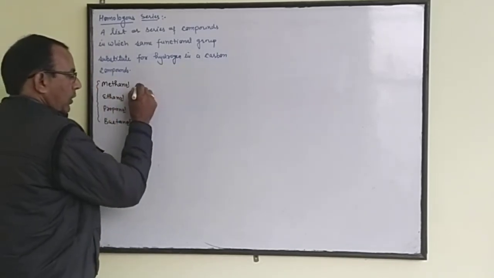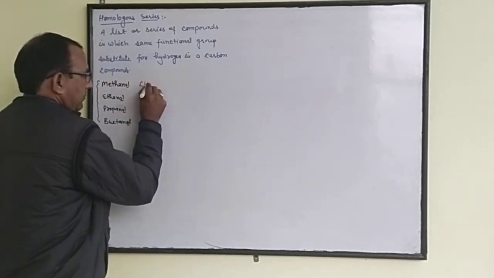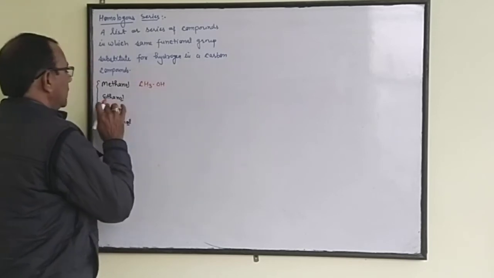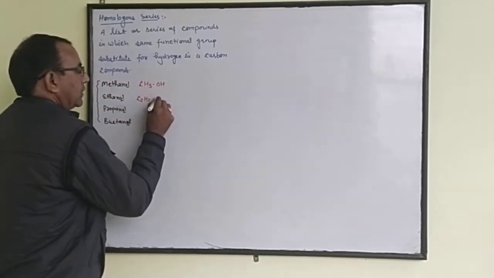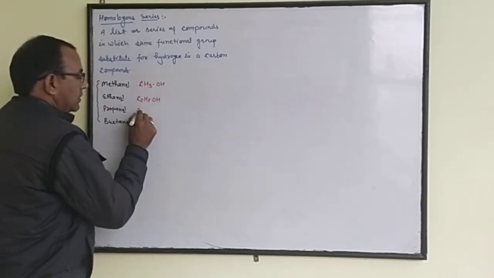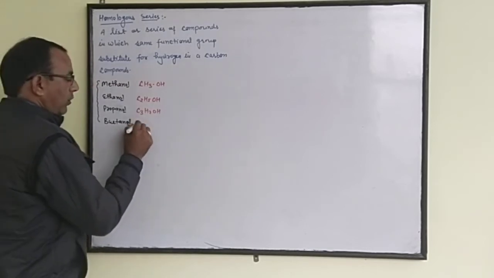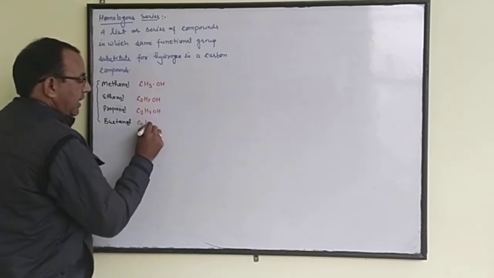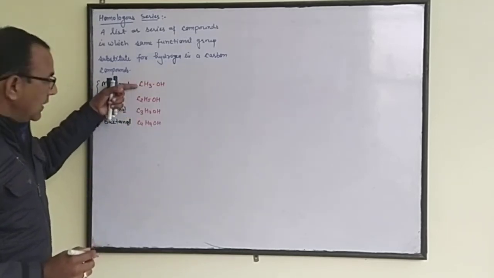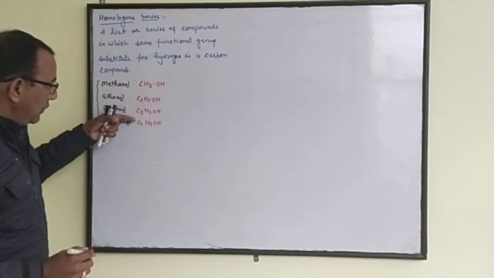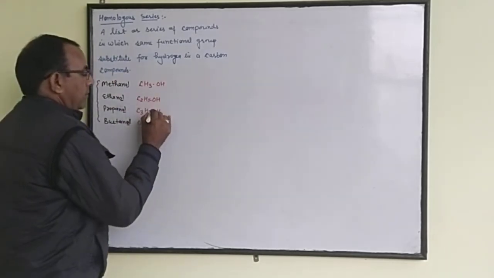The chemical formula of methanol is CH3OH. Ethanol, C2H5OH. Propanol, C3H7OH. And butanol, C4H9OH. These are in increasing ascending order, C1, 2, 3, 4 in the series, and they have the same functional group.